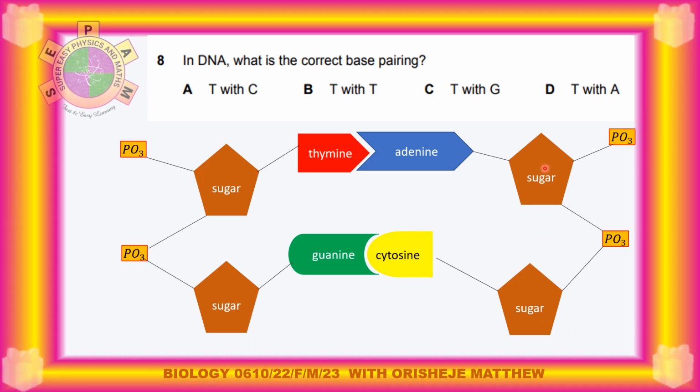So thymine will pair up with adenine, and guanine will pair up with cytosine. So the answer is D.